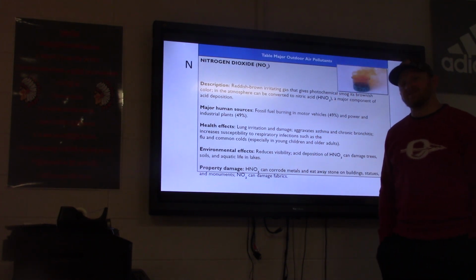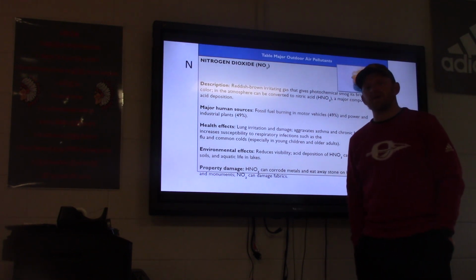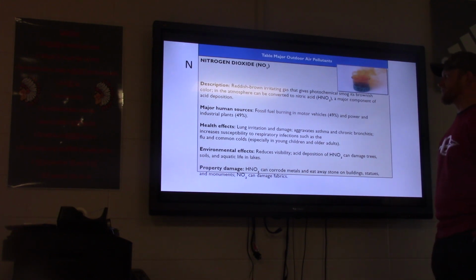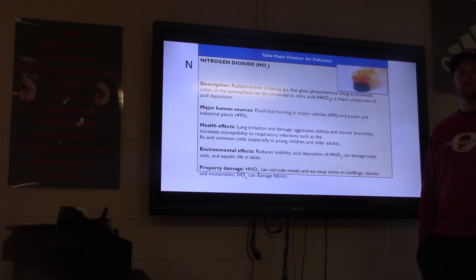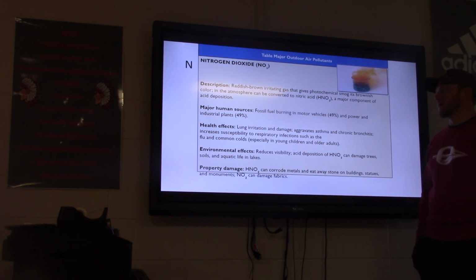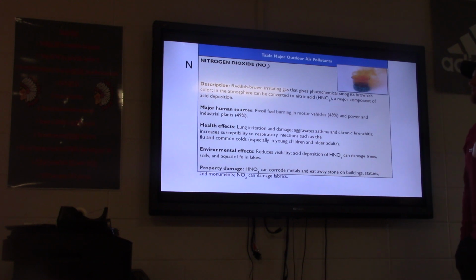You're going to get deterioration of buildings and different types of infrastructure that people rely on. The major human source, like it says there, is fossil fuel burning in motor vehicles, 49%. Now, our catalytic converters help us reduce this, but there are still forms of the nitrogen dioxide that make it out of our tailpipes. Industrial plants, 49%. So 98% of it comes from fossil fuel burning in our vehicles, the gas burning in our vehicles, and also the power of industrial plants.